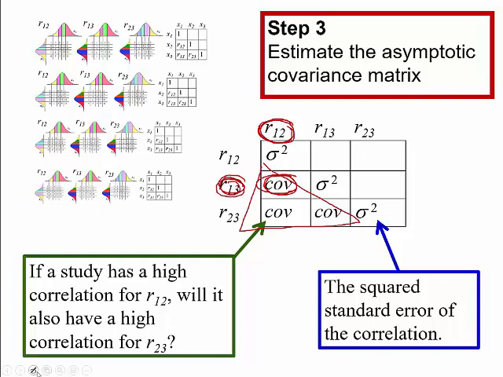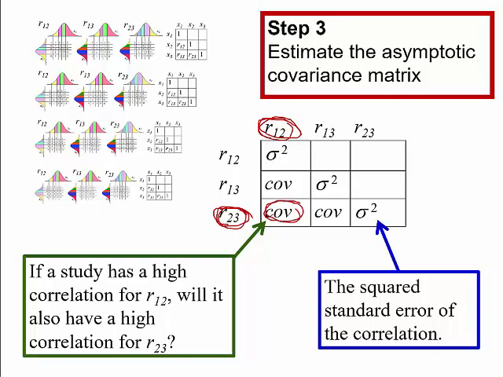Or we could do the same thing here. We could say if you do a study and you get a high correlation between item 1 and item 2, are you also likely to get a high correlation between item 2 and item 3? And this would be the covariance between these two. So a high covariance here would mean that if you get a high correlation between these two items, you're also likely to get a high correlation between those two items.